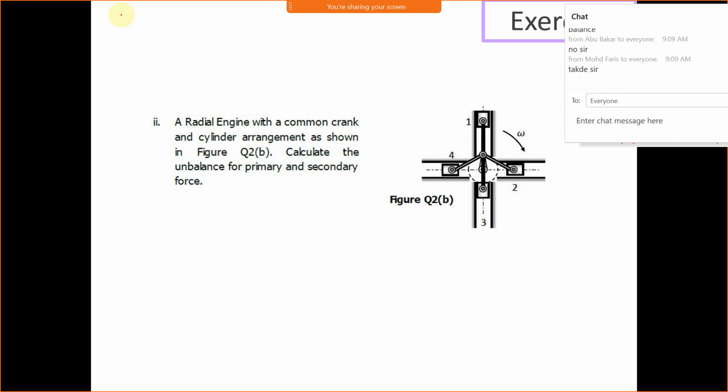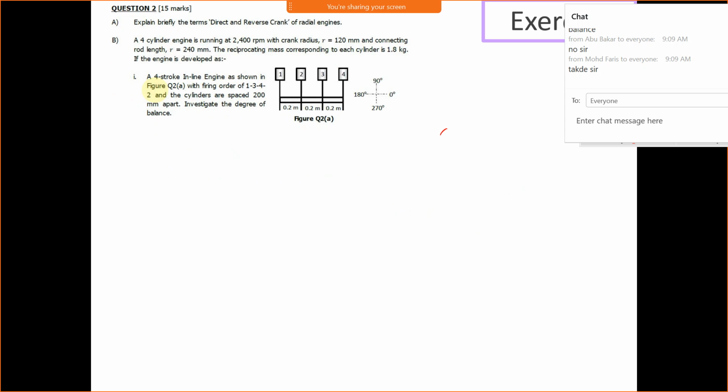First is we need to find force primary direct FPD, right? And then number 2 we need to find force primary reverse. Okay, number 3 force secondary direct, and number 4 we need to find force secondary reverse. Okay, so sekarang ni they share same parameters atau same condition with this one.